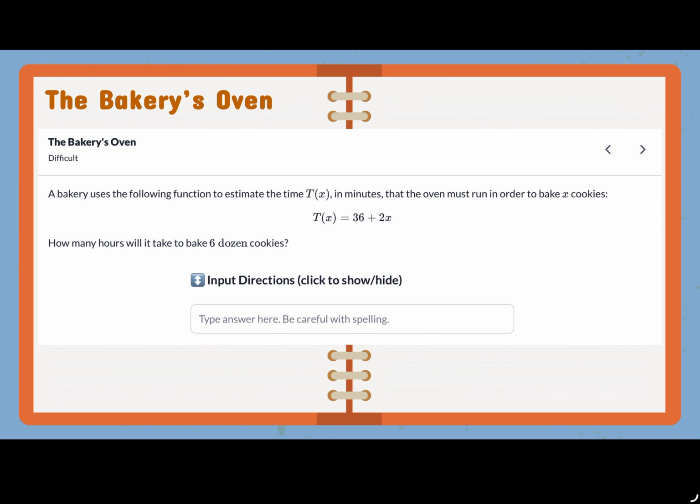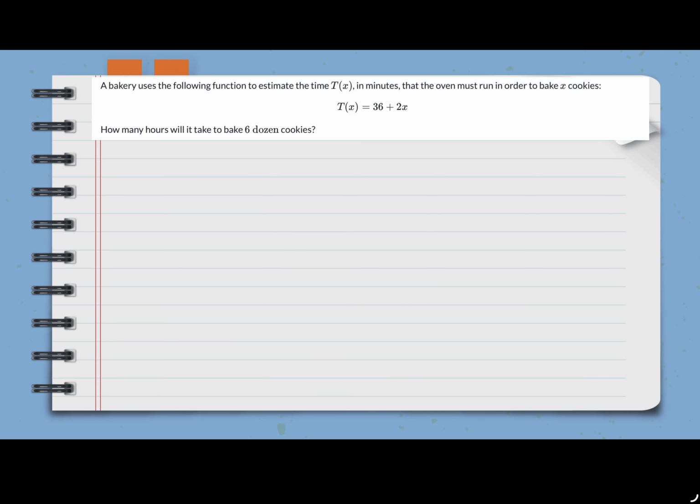Okay, the bakery's oven. We have this estimation formula: T of x equals 36 plus 2x. X is the number of cookies, meaning T, the y value, is time. How many hours will it take to bake 6 dozen cookies? Now keep in mind, T is in minutes, but they want it in hours. So that's something you have to be careful of.